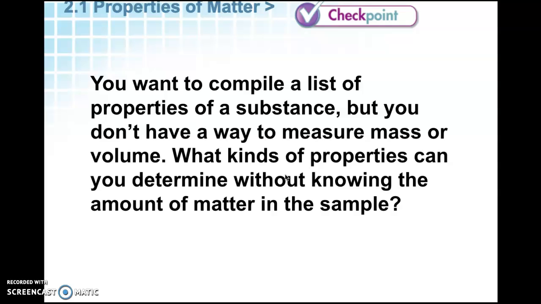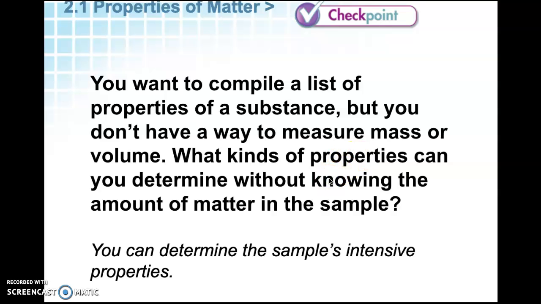You want to compile a list of properties of a substance, but you don't have a way to measure mass or volume. What kinds of properties can you determine without knowing the amount of matter in a sample? So you're trying to look at other types of properties. Obviously, you're going to look at intensive properties. The amount is extensive. If it's not the amount, then it's intensive.